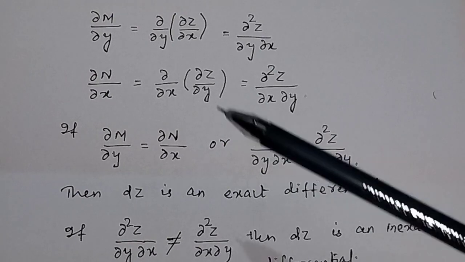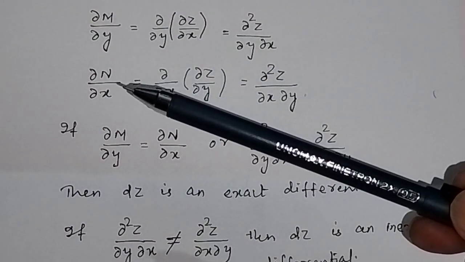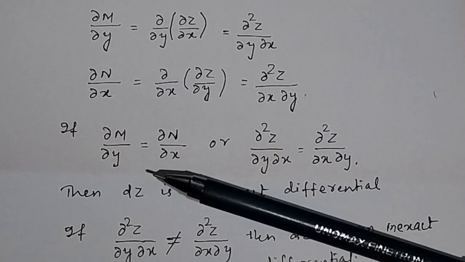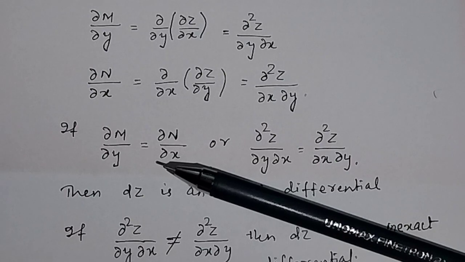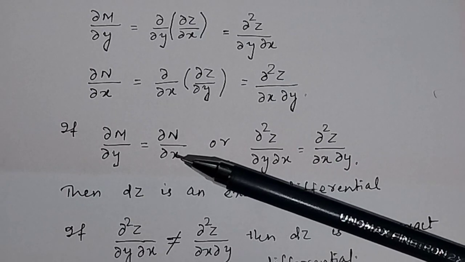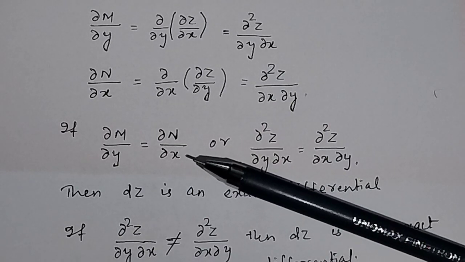So you see, if the change of m with respect to y is equal to the change of n with respect to x, that means the two variables x and y of the function, of the state function, are equal. They will not change. Then it will be exact.